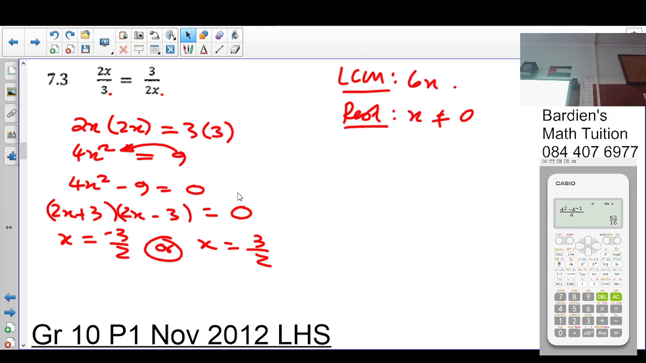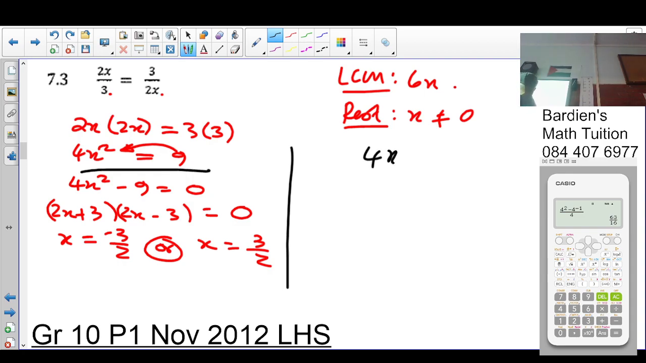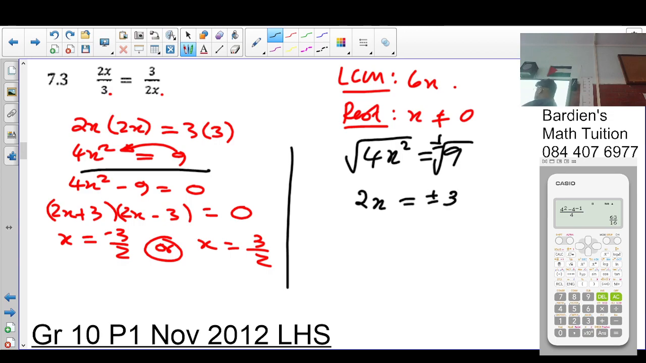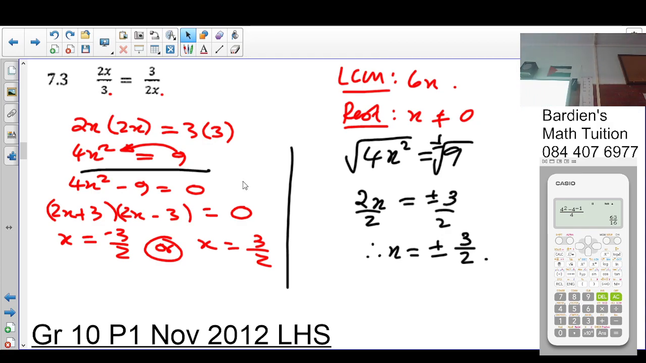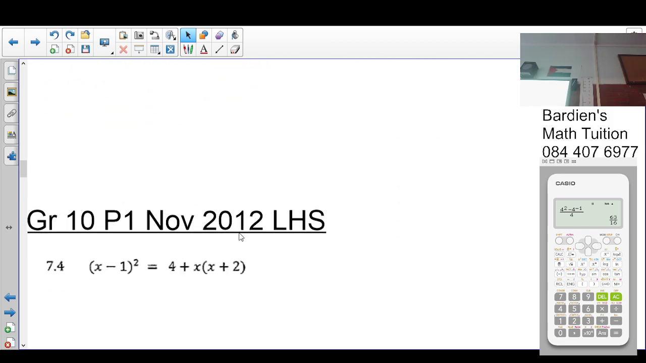You got 9 over 2. Huh? How did you get 9 over 2? What did you do? Squared. So you got this answer here. You got 4x squared equals 9. If I introduce square root, what must I not forget? Plus or minus. The square root of 4 is 2. X equals plus minus 3. Now divide by 2. Therefore, x is equal to plus minus 3 over 2, which is the same. Okay. Next.